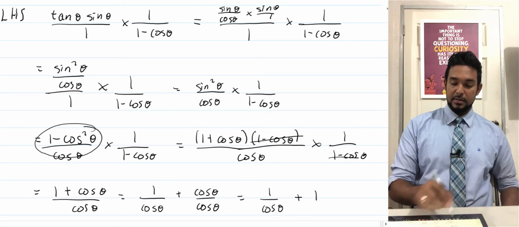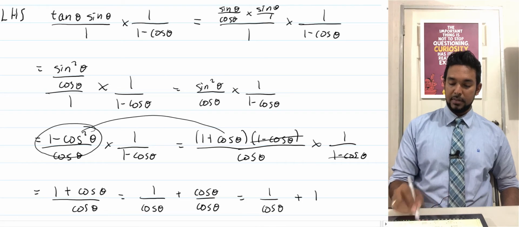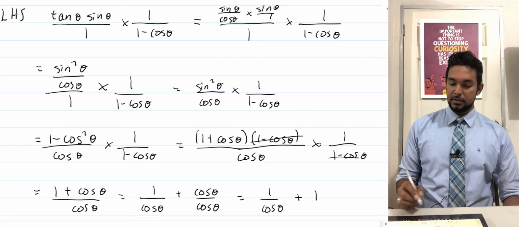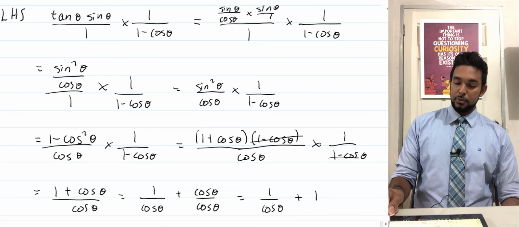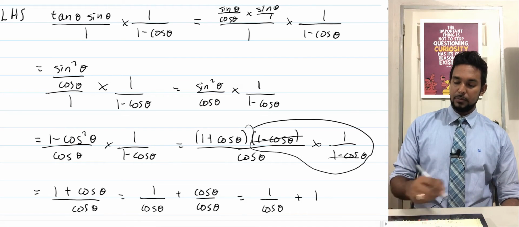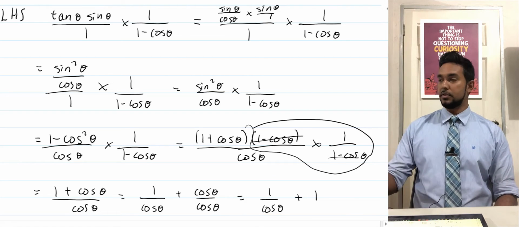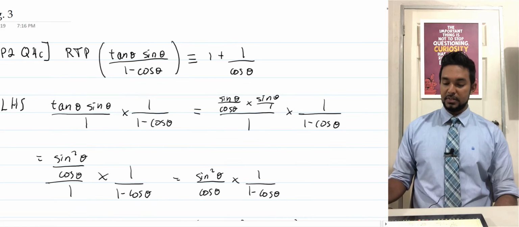Right. So, like I was saying, sine squared could convert to 1 minus cos squared. And that there is the difference of two squares. So we could factorize it as 1 plus cos theta by 1 minus cos theta. And then in so doing, that 1 minus cos theta in the numerator would cancel with the 1 minus cos theta in the denominator to which it was attached initially.